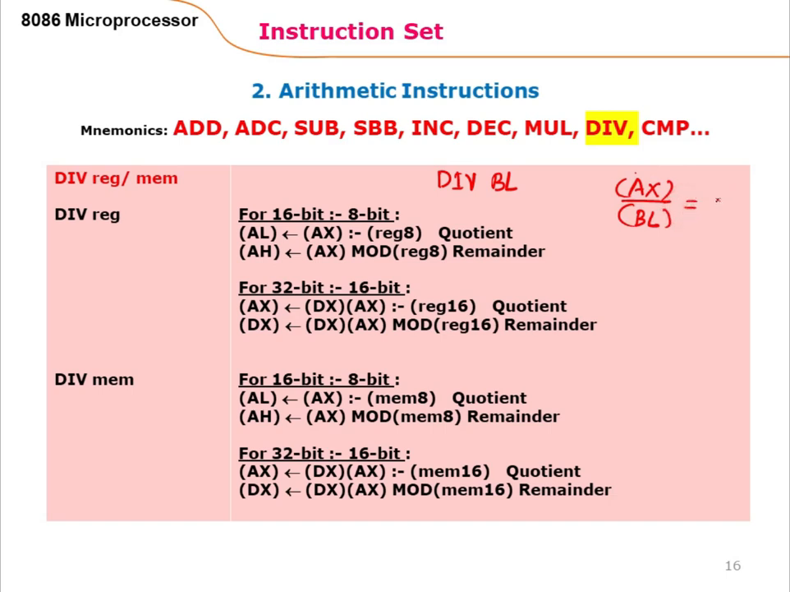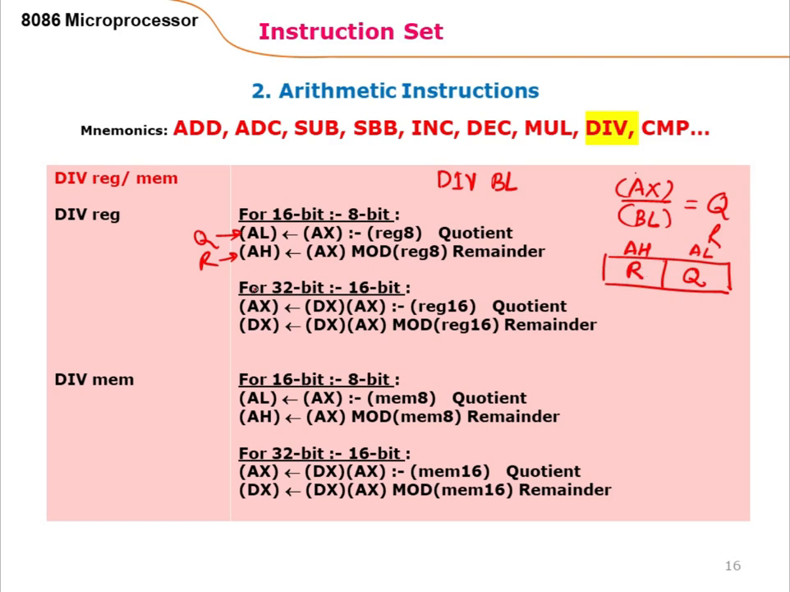the result is a quotient and a remainder. The quotient is stored in AL, and the remainder is stored in AH. So the answer is stored in the AX register also. The lower byte AL contains the quotient and the upper byte AH contains the remainder.